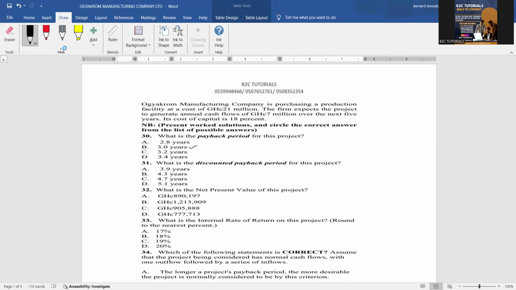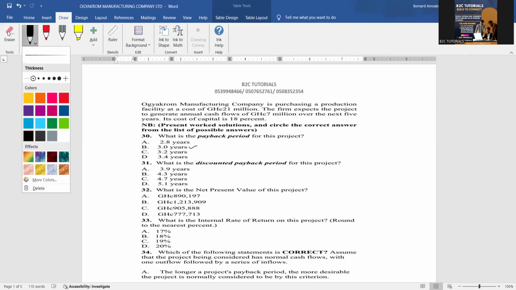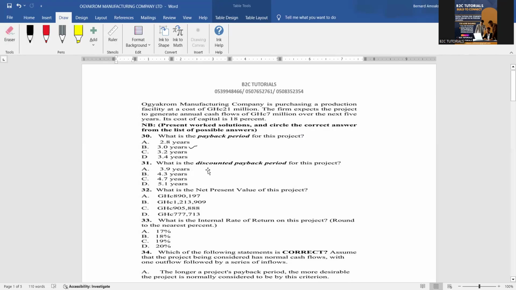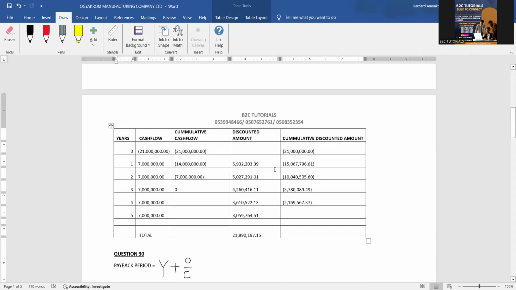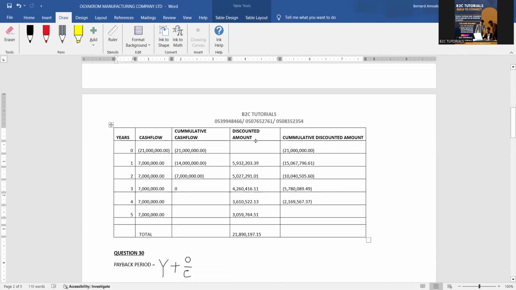Then you come down to the next question, that says the discounted payback period. Now, when we say discounted payback period, we need to find what we call the discount amount. How do we find this discount amount? I would write it here.